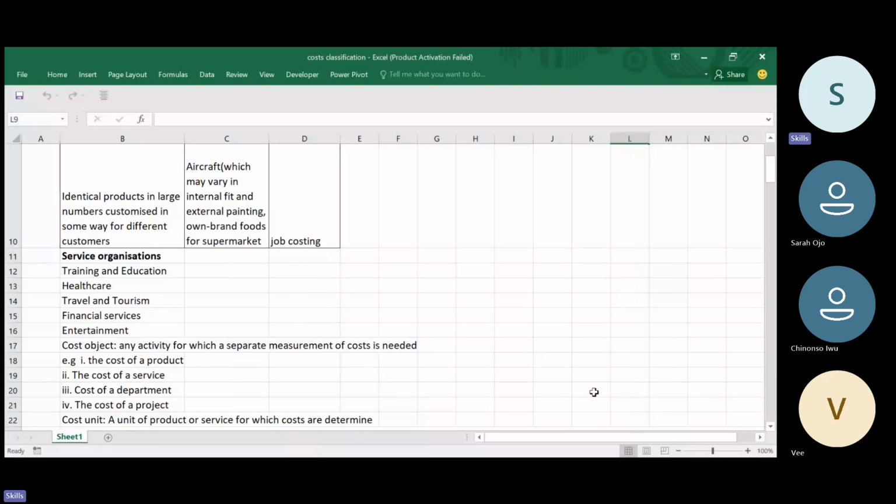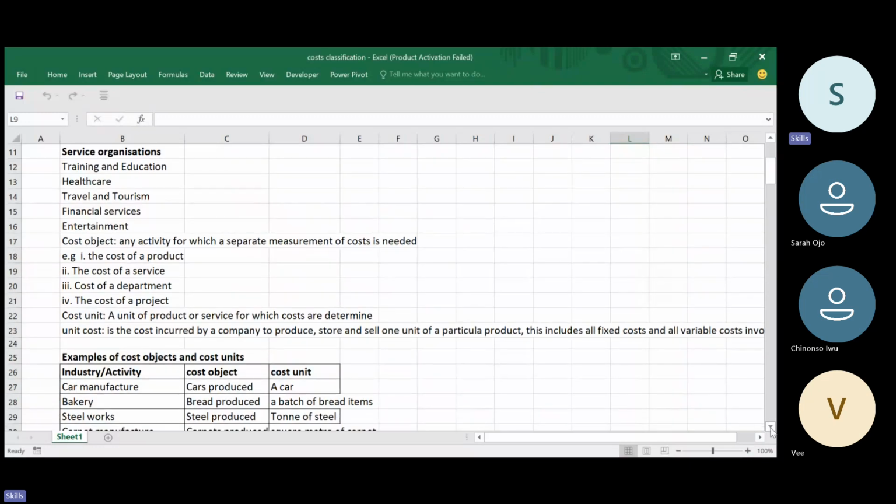Then we have cost object. What is cost object? We said any activity for which a separate measurement of cost is needed. So any activity that is being carried out for which a separate measurement of cost is needed is the cost object. Are you producing pen? You spend cost in producing pen, then pen will be the cost object.